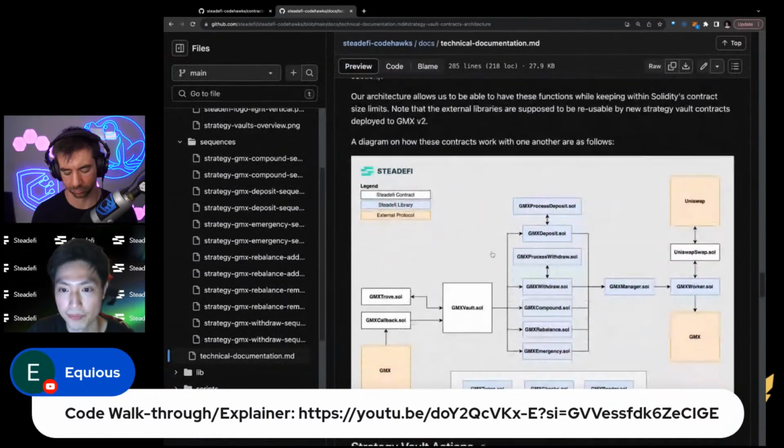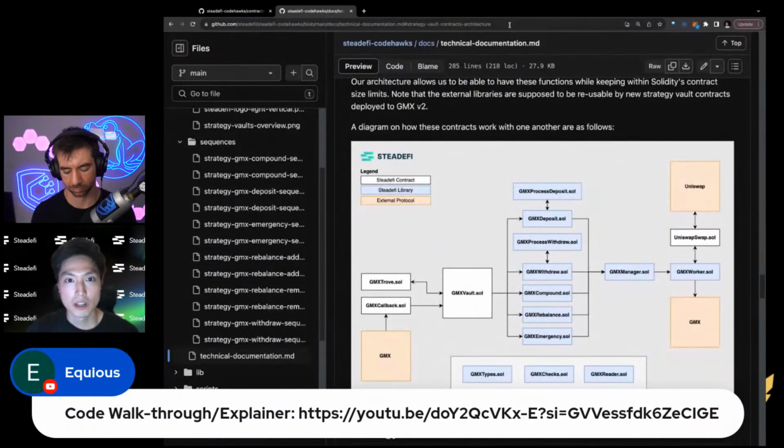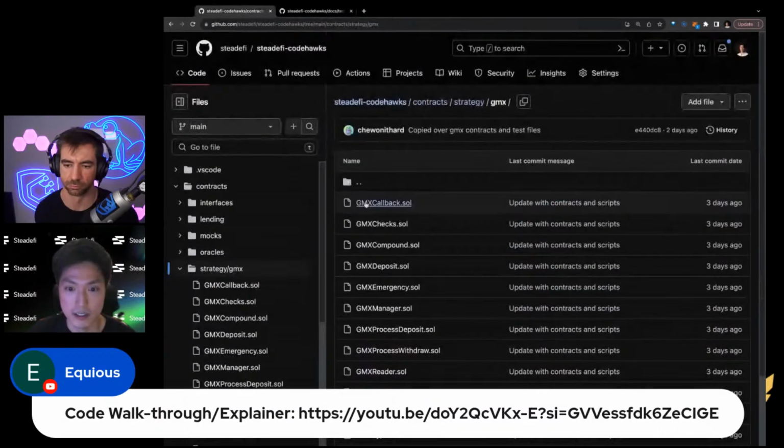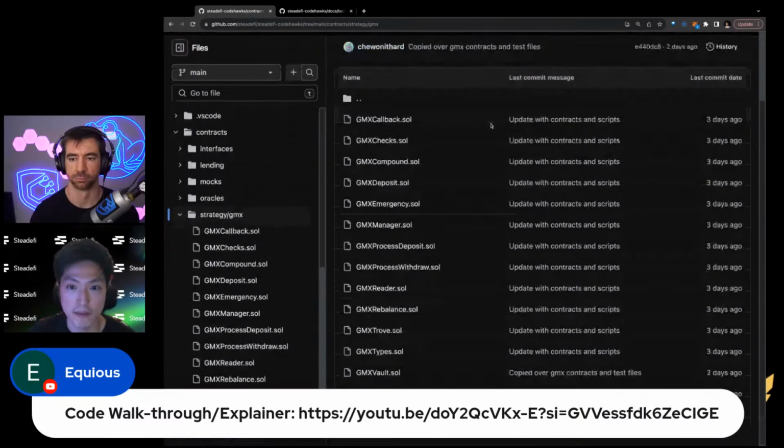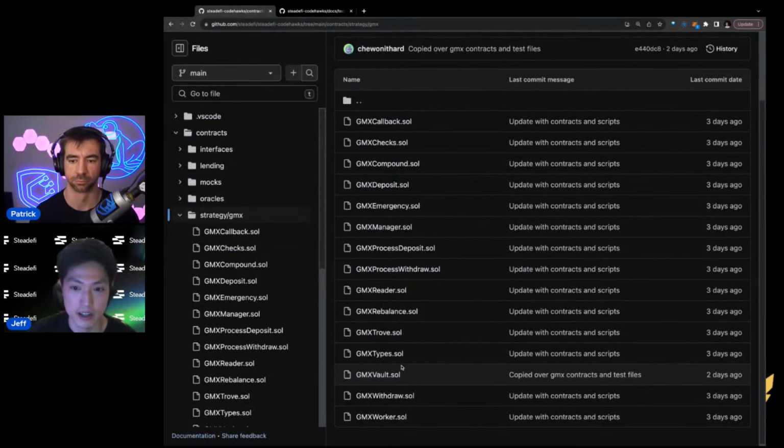Contract architecture. So the bulk of the contracts that we want most folks to really look at, I would say, is our strategy vault contracts, which is essentially everything in this folder here, strategy/GMX. So all these contracts are needed for a strategy vault, which seems like a lot of contracts, which I would say it is.